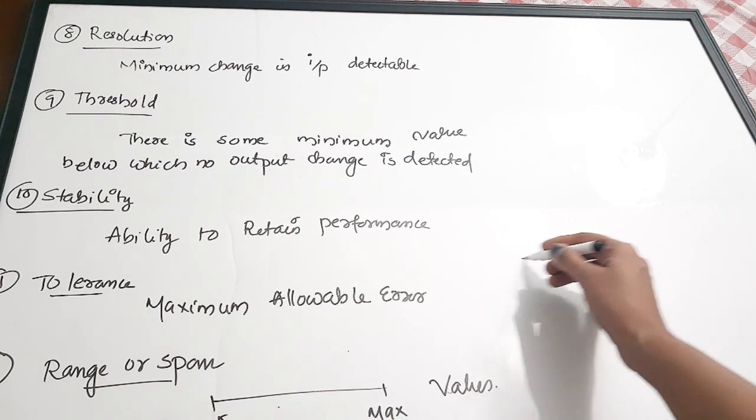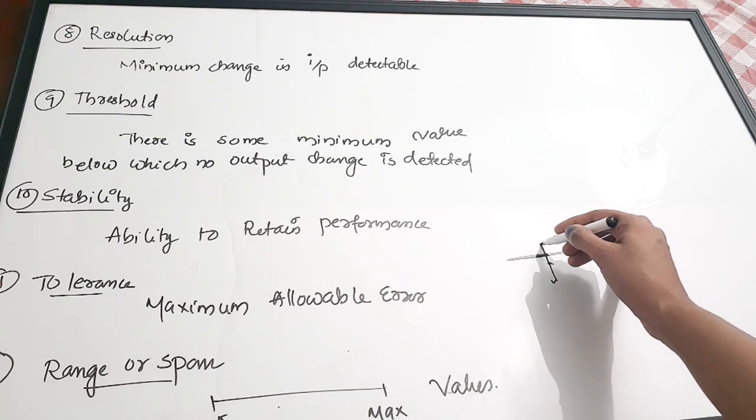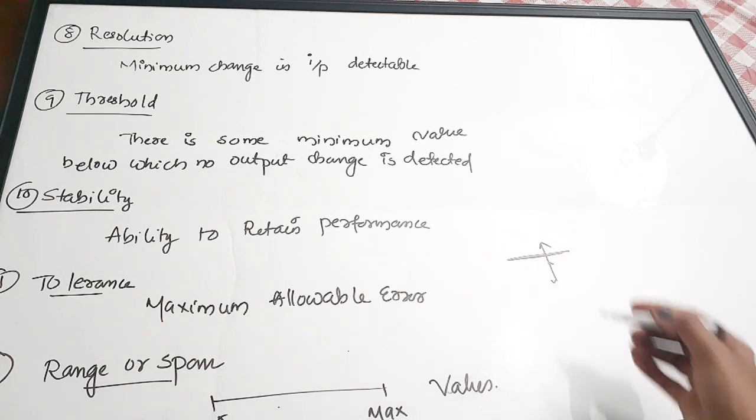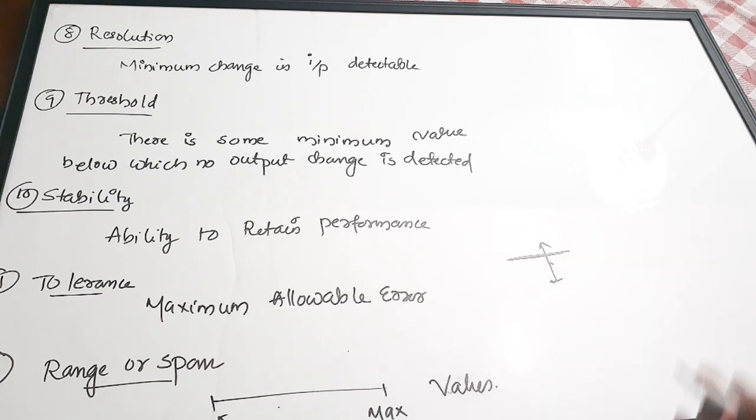But after that threshold, if the change is increasing or greater than that threshold value, then only your output will detect. That is threshold. So these two things, resolution and threshold, are a little bit connected. Then the 10th one is stability. Stability is the ability of your instrument to retain its performance throughout the operating period. So even if it is producing stable outputs or stable readings, then it is called a stable instrument.